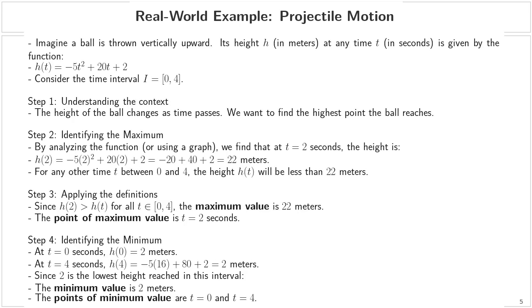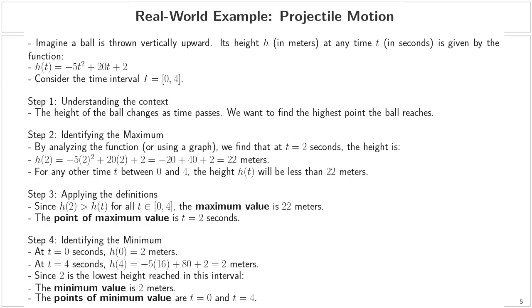Finally, in step 4, we identify the minimum. If we check the start and end of our interval, we see that at 0 seconds, the height h of 0 is 2 meters. Similarly, at 4 seconds, the height h of 4 is negative 5 times 16, plus 80, plus 2, which also equals 2 meters. Since 2 meters is the lowest height reached during this specific time frame, the minimum value is 2 meters, and the points of minimum value are t equals 0 and t equals 4 seconds.